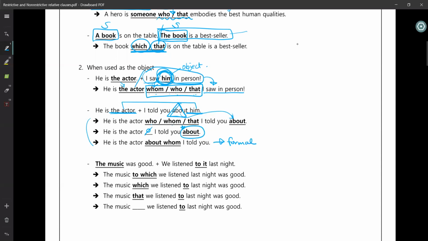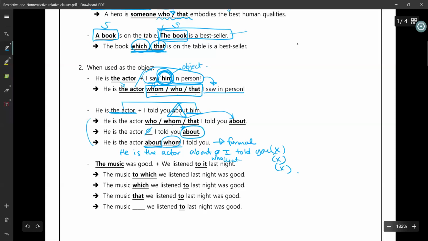You can say he's the actor. Now you pull the about here and then use whom. I told you. Now for this, if you want to use the preposition in the middle of the sentence like this, then whom is your only option, okay? You can't say he is the actor about I told you. No, we can't do that. Or about who I told you, we can't do that. About that I told you, we can't do that. Okay, the only option that's available if you want to use the word about in the middle of the sentence is using whom.